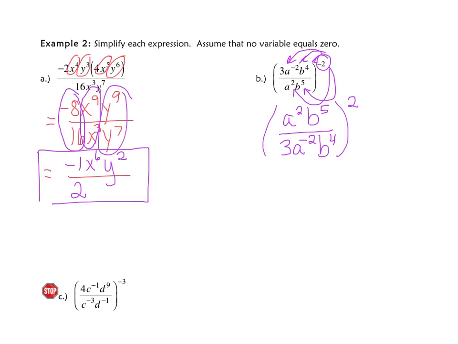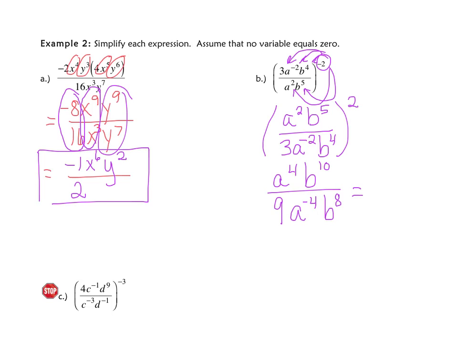So let's go ahead and distribute. Well, it's not really distributing, but you could kind of think of it as distributing because of the parenthesis and there's a number on the outside. So it's going to be A to the 4th, B to the 10th, over 3 squared, which is 9, A to the negative 4, B to the positive 8.